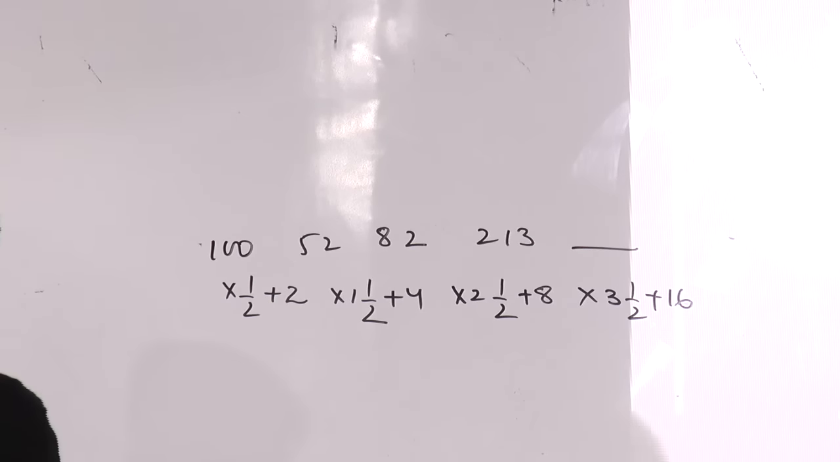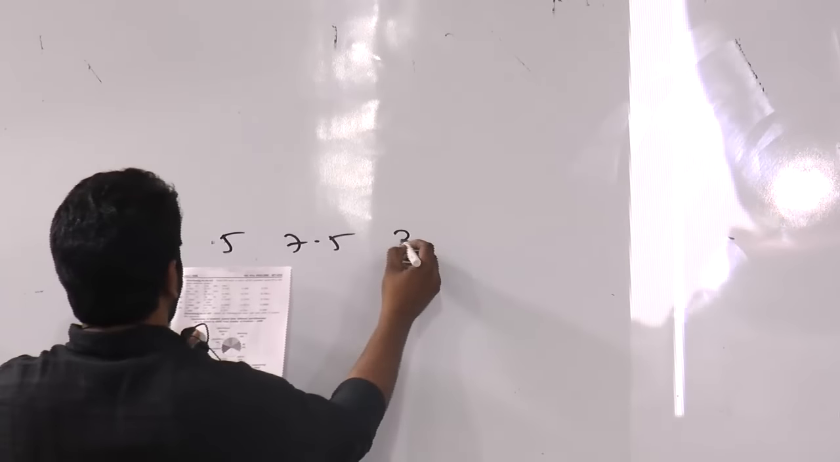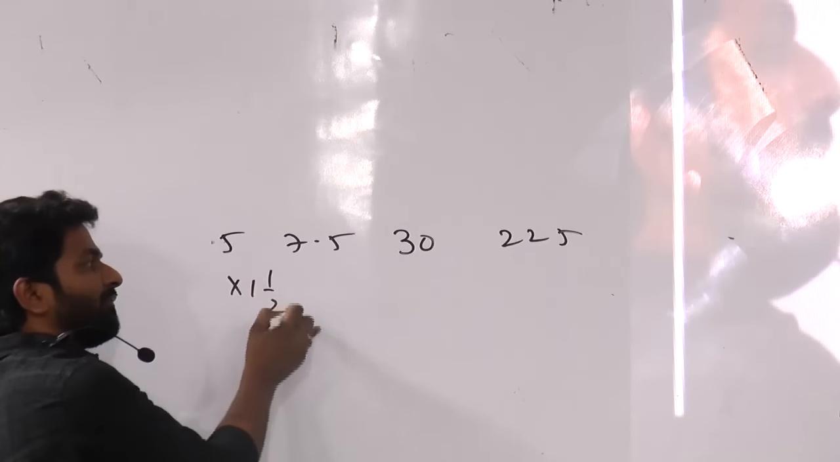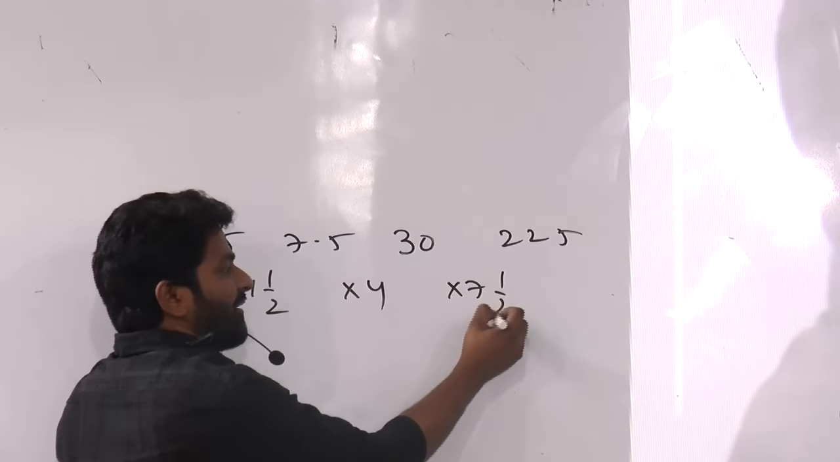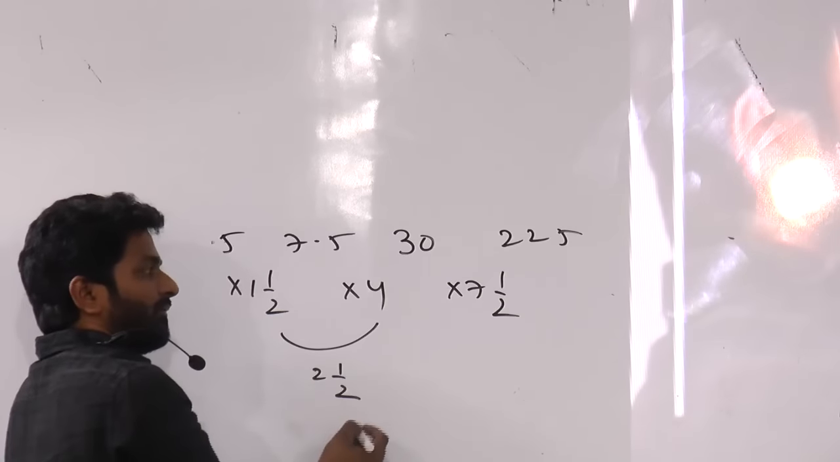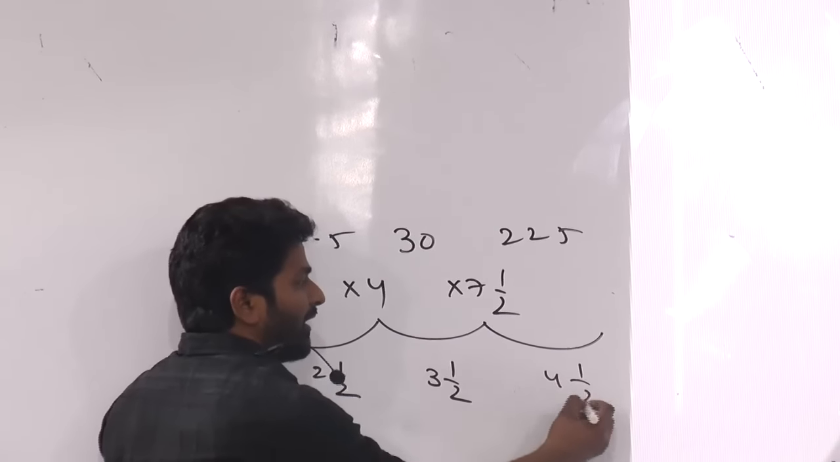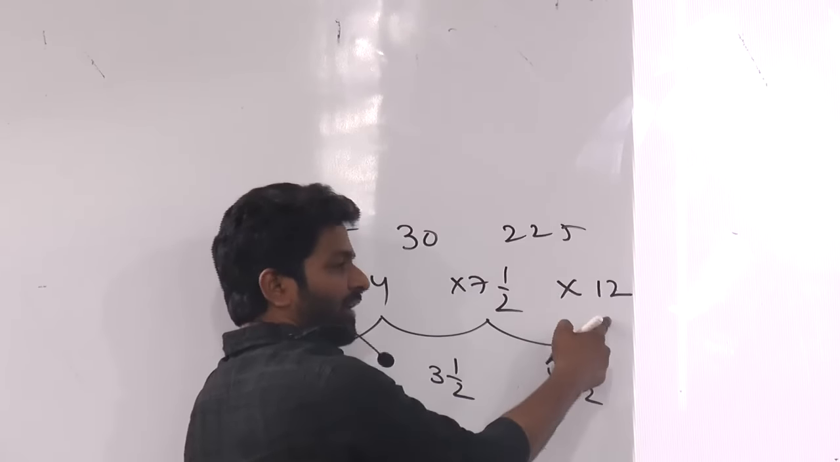Any other question? Right. 41 to 45. 30, 39. 39, 5, 7.5, 30, 225. So this is into 1.5. This is into 4. This is into 7.5. The difference between these two numbers is 2.5. The difference between these two numbers is 3.5. Next should be 4.5. 4.5 plus 7.5 in the sense 12 times. So you need to go for 12 times of this number.